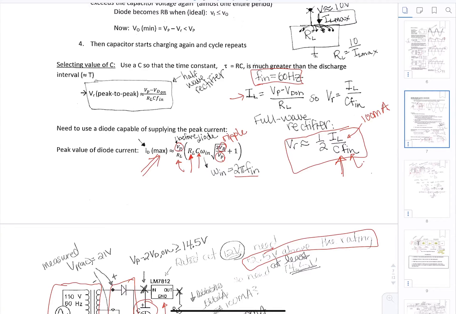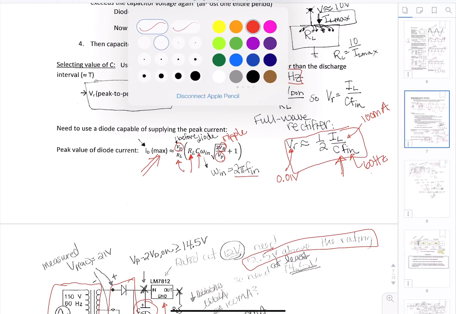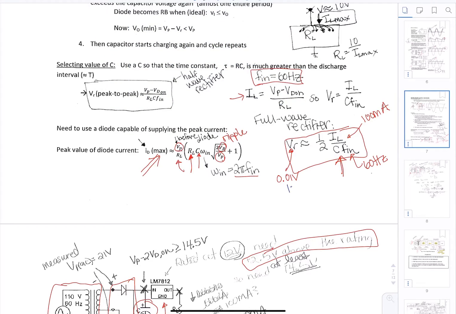And the frequency is 60 hertz. And so if you want to design it, you plug in what value of ripple you want. If you want to aim for a 0.01 volt ripple, you would put that in here. If you want a different value, if you want a 1 volt ripple, you can do that, and then solve this equation to get a capacitor value as a starting value.